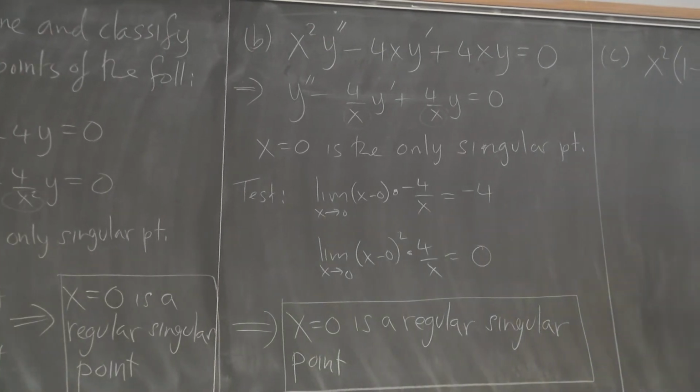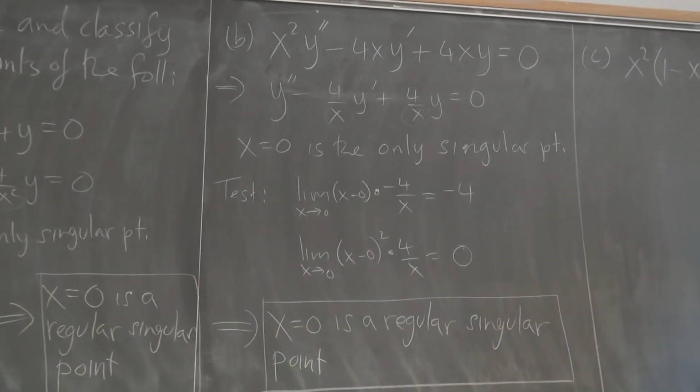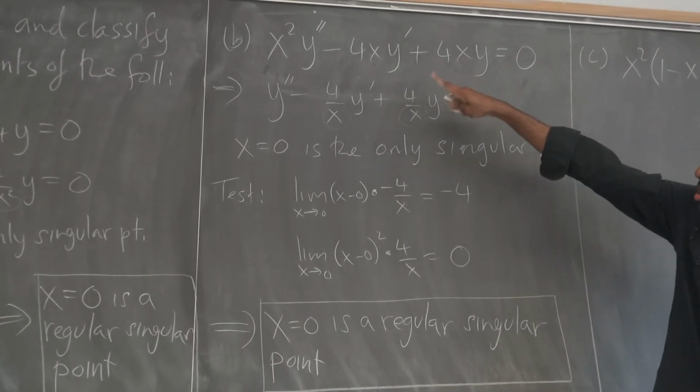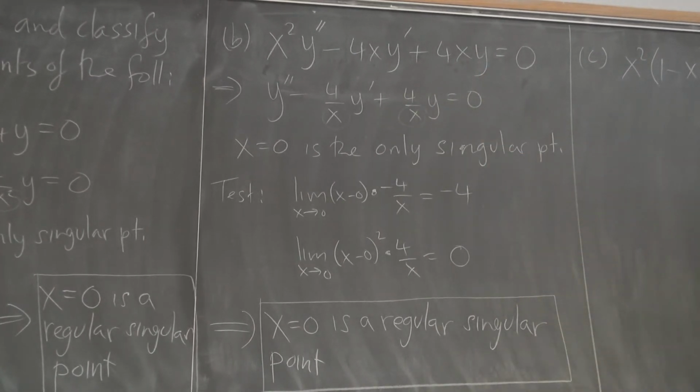Should that be 4 over x squared? Denominator of the second? No, because this is x. There's an x here. Okay. There wasn't just a constant last time. Right? It's a very subtle difference.